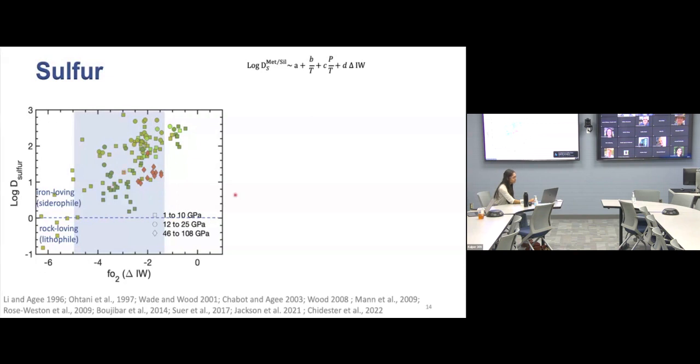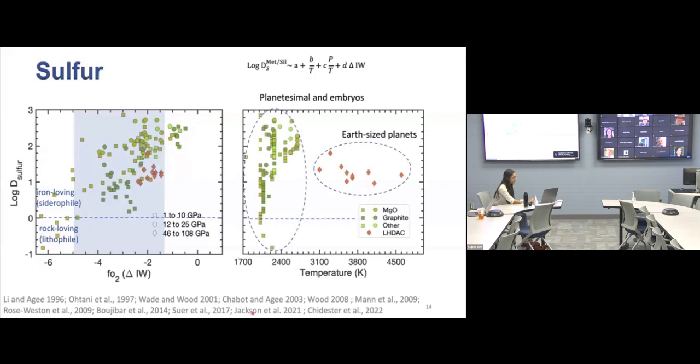If I replot this data set as a function of temperature, it becomes apparent that there are two populations of data. Most of the data is at lower pressures and temperatures, and these are relevant to modeling differentiation in planetesimals. And then there are a few recent studies that have obtained data at conditions that are relevant to the formation of Earth's core.